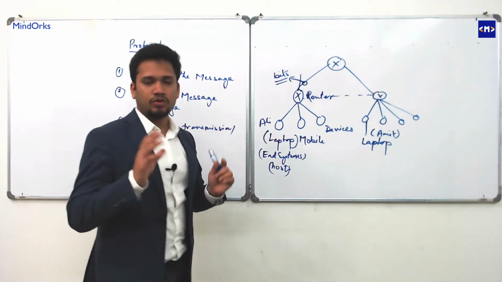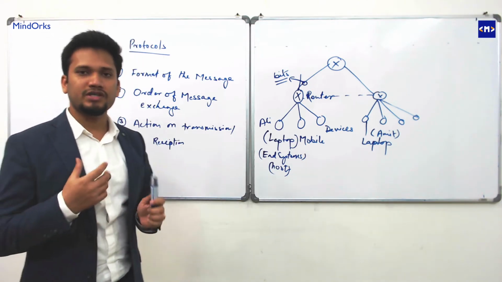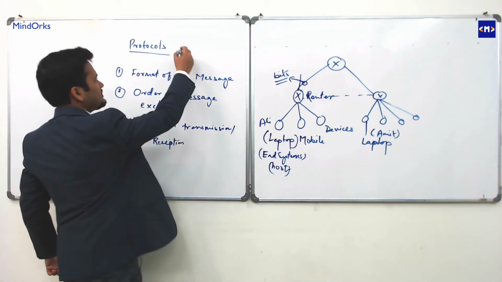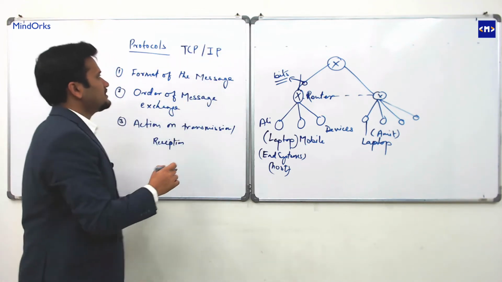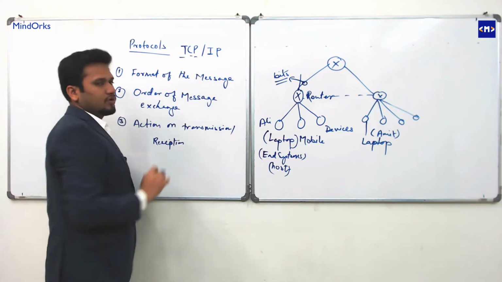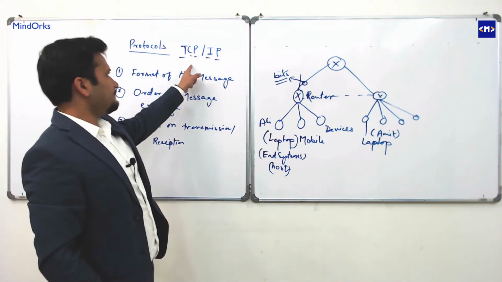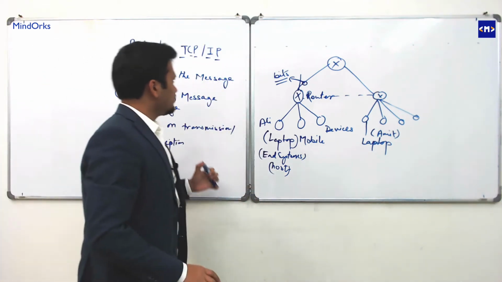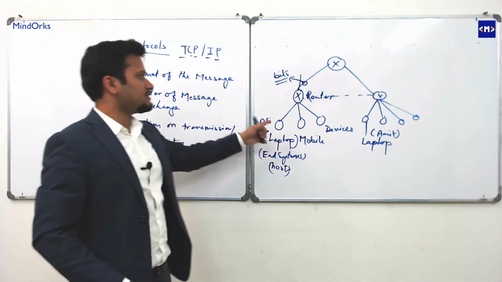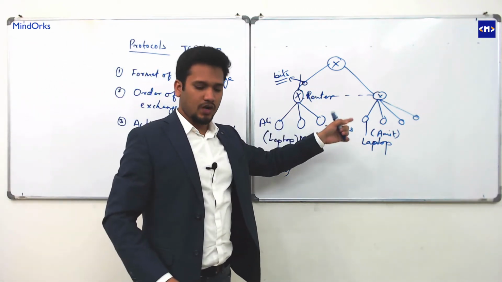So there are two protocols that are most important and make our network what we experience. One is TCP and another is IP. TCP is Transmission Control Protocol and IP is the Internet Protocol. Basically, they define the process that a message will go through so that it can be delivered from one place to another.